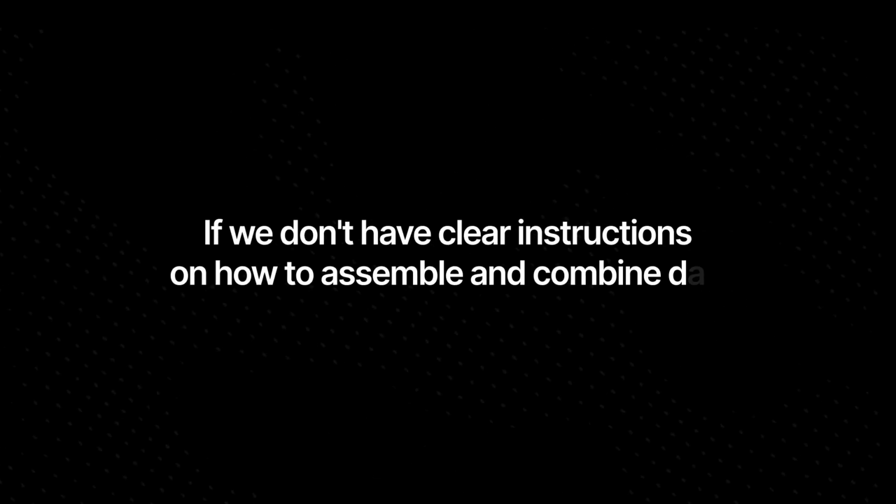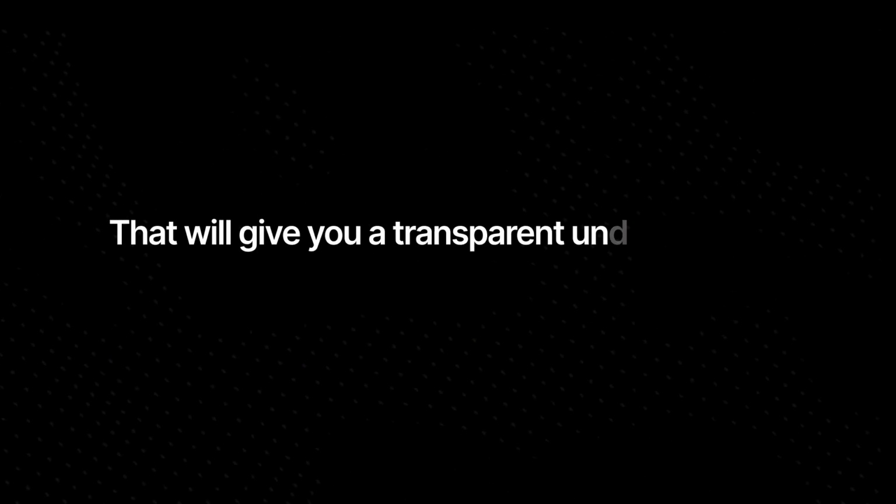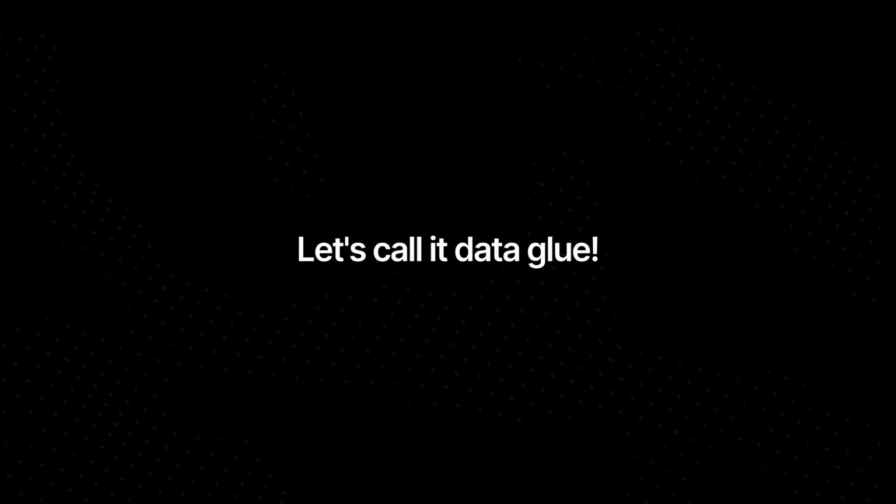I call it cross-checking data dependencies. The idea is simple. If we don't have clear instructions on how to assemble and combine data, we need to come up with a sequence ourselves, and this can only be achieved by trying to find a combination of parameters that will give you a transparent understanding of how the data relate to each other. Let's call it a data group. What can be the data group?